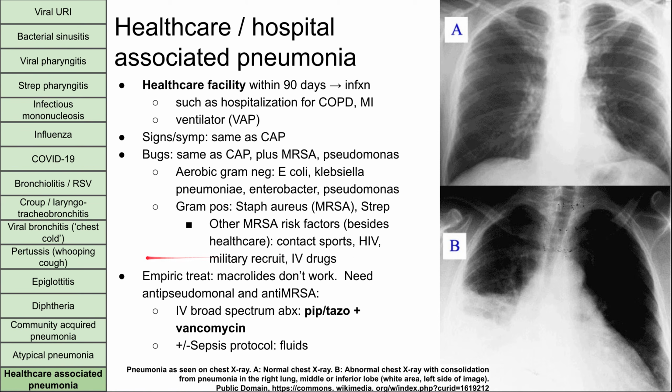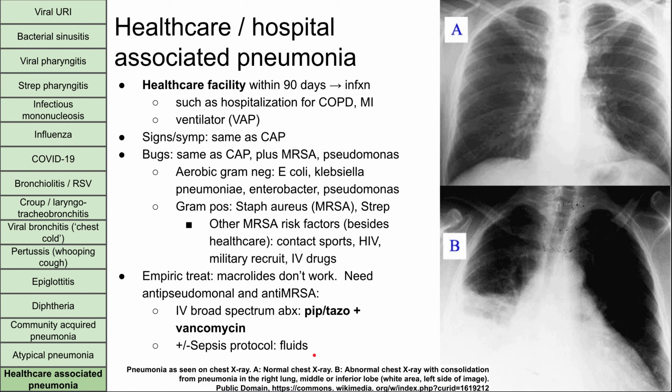So the empiric treatment for this is not macrolides. They don't work because you need anti-pseudomonal coverage and anti-MRSA coverage. So your empiric treatment for these people is piptazo and vancomycin. So piptazo covers the anti-pseudomonal coverage and vancomycin covers the anti-MRSA coverage. And you might also follow a sepsis protocol if these people are really sick. So you'll give them an IV, you might be giving them fluids.